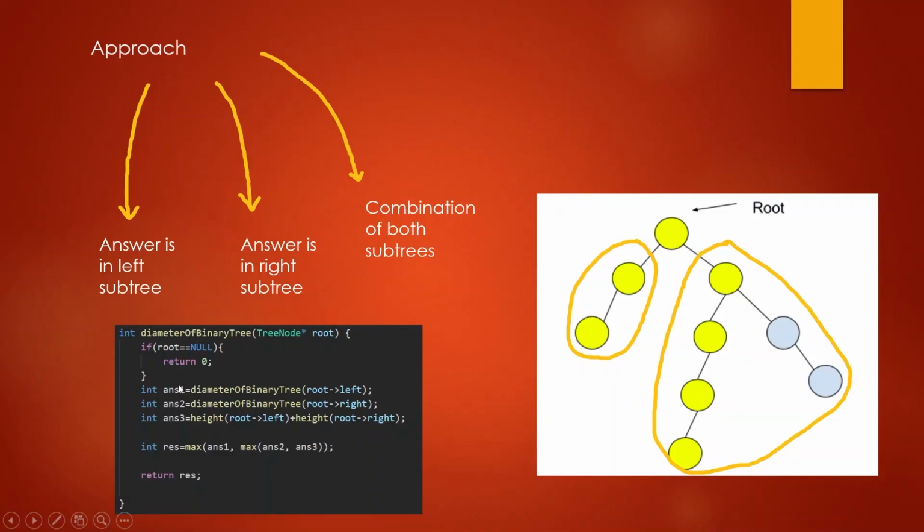So these are the 3 options we had: ans1, ans2, and ans3. So ans1 goes to our left subtree. It calculates if there's a diameter over there. This ans2 will go for the right subtree, and this ans3 will be the combination of both of the subtrees. And for the final result, we will be returning the maximum of all the 3. So yeah, this is how the solution goes.